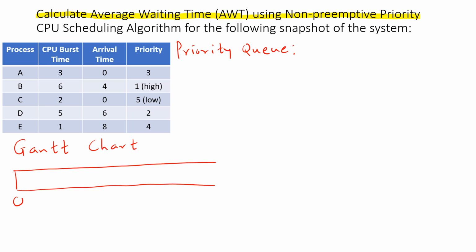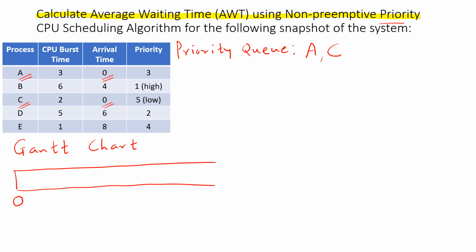So we start at time 0, and at time 0 we notice that process A arrives at time 0 and process C also arrives at time 0. Both processes arrive at the same time. Assume that they are entered into the queue in this order, A and C. So at time 0 we have to decide whether A will get the CPU or C will get the CPU.